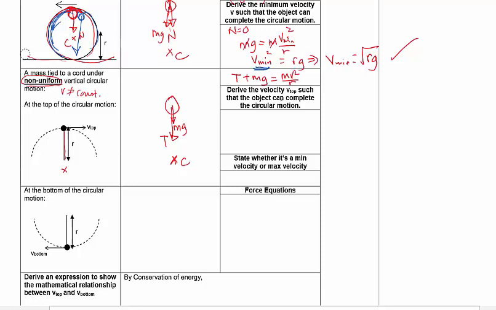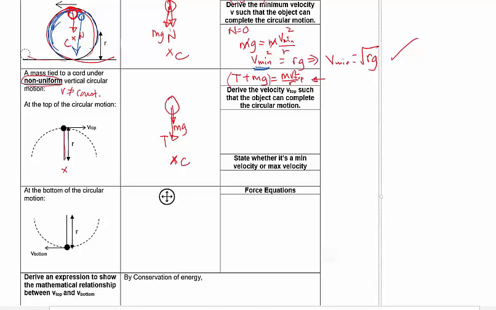Right, derive the velocity v top. Okay, so now let's call this v top, such that it can complete the circular motion. Looking at this equation, I want to complete this. So just look at this term.